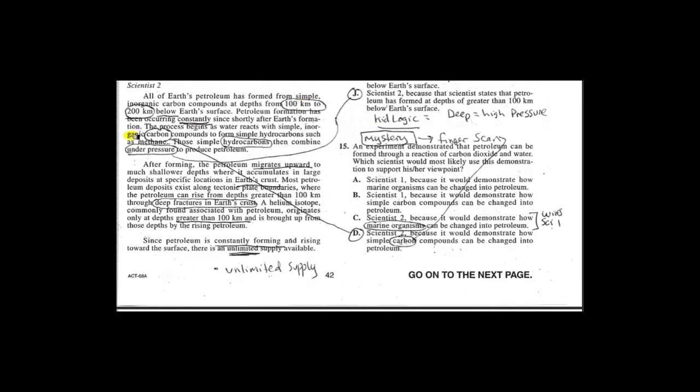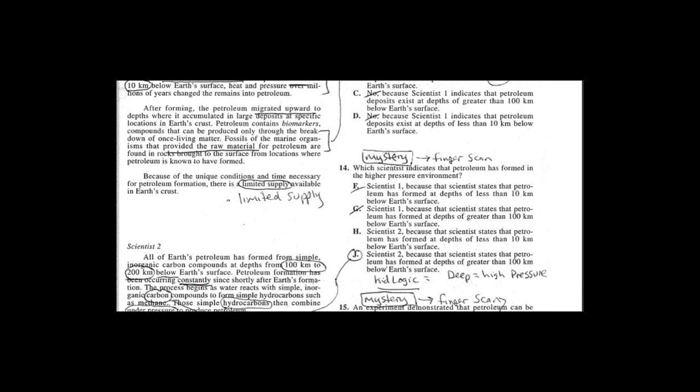It says petroleum formation is constantly occurring. Well, you know that this is constantly occurring, which means that there is going to be an unlimited supply. That is different, and that is the main sticking point between 1 and 2. Because Scientist 1 said that there's a limited supply because fossils of marine organisms provide the raw material for petroleum. Since it's fossils that produce petroleum, we have a limited supply. Let's go back down to the answer choices and take a look at it further.